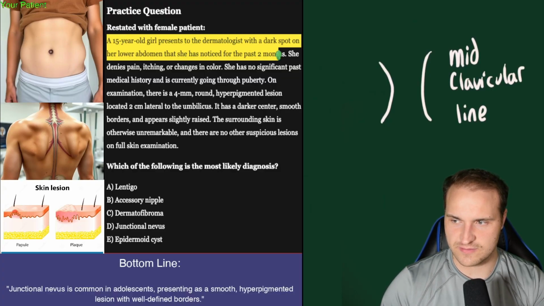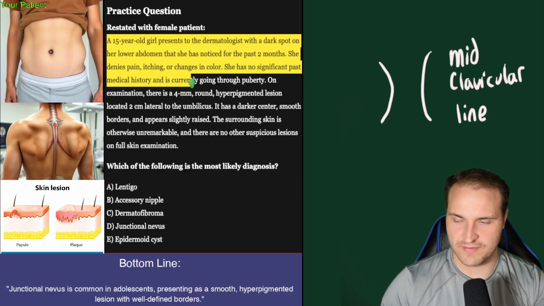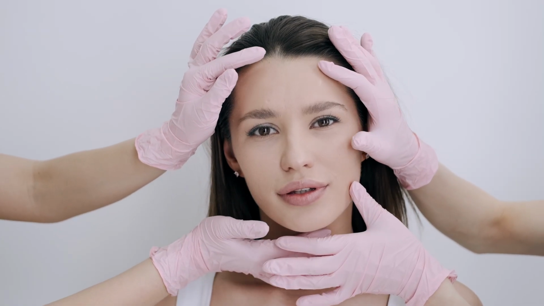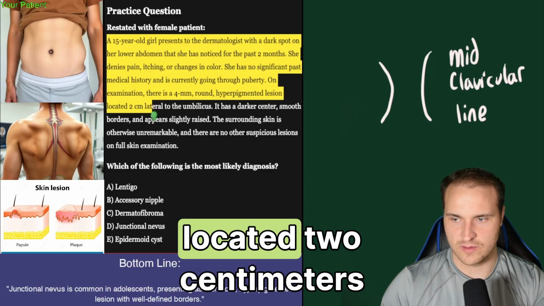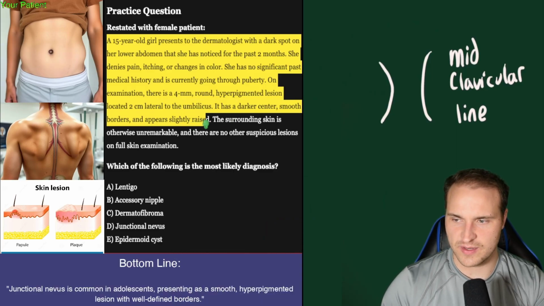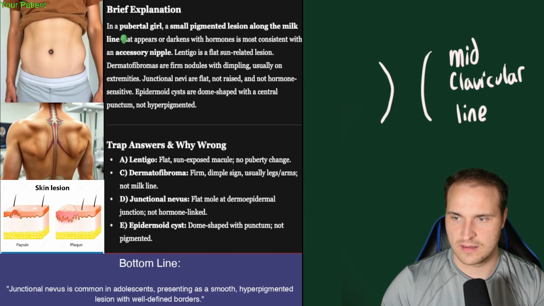All right, so we have a 15-year-old girl who presents to the dermatologist with a dark spot in her lower abdomen that she's noticed for the past 2 months. She has denied pain, itching, and changes of color. She has no significant medical history, and she's going through puberty, and she has a 4 millimeter round hyperpigmented lesion located 2 centimeters lateral to the umbilicus. It has a darker center, smooth borders, and appears slightly raised. Surrounding skin is otherwise unremarkable. What is the diagnosis?